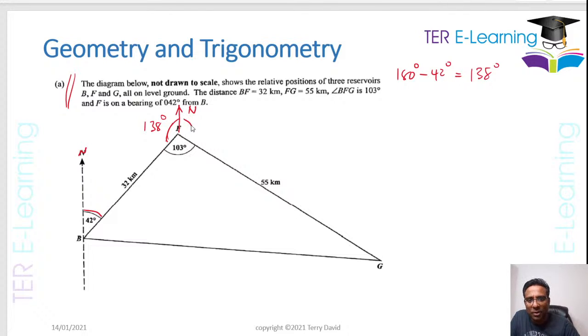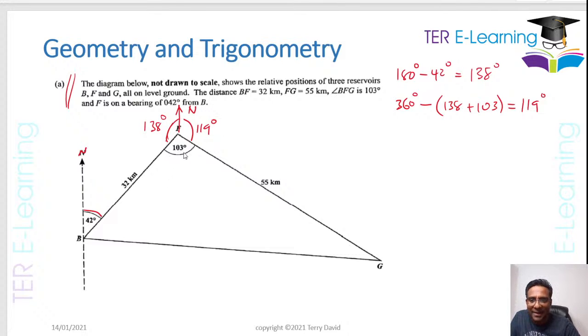So therefore, I can work out this angle here. This angle is going to be 360 degrees minus (138 plus 103). So that's 360 minus brackets 138 plus 103, and I'm going to get 119 degrees. So this angle across here has to be 119 degrees.